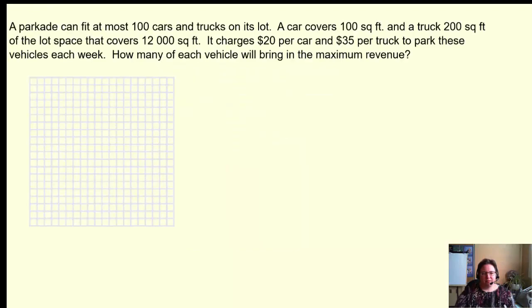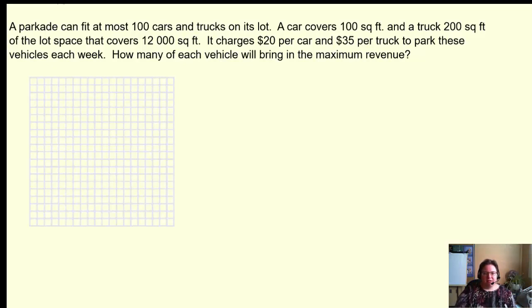The first one is this one. A parkade can fit at most 100 cars and trucks on its lot. A car covers 100 square feet and a truck covers 200 square feet. The lot space is 12,000 square feet. It charges $20 per car and $35 per truck to park these vehicles each week. And how many will bring in the maximum revenue?